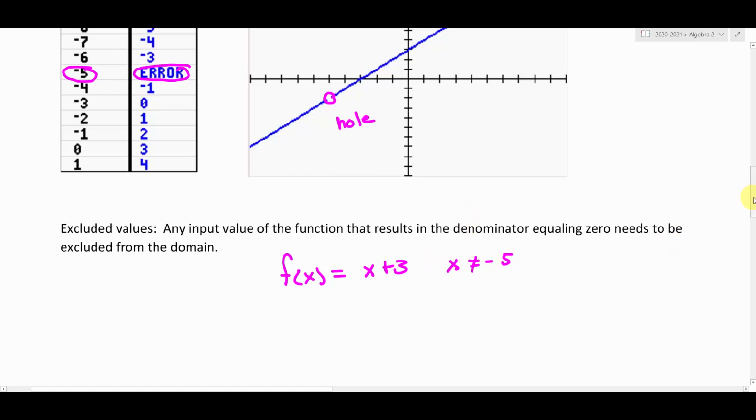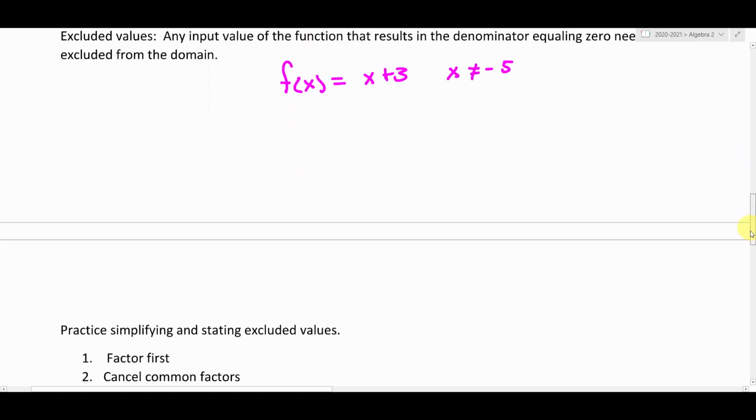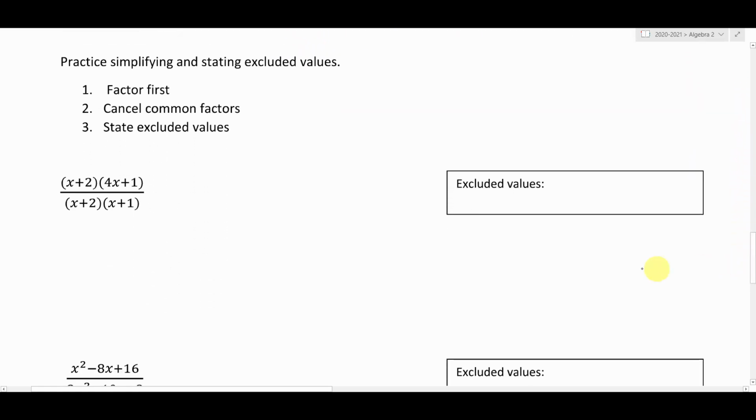Okay? So let's take a look at a few examples. And I put our steps here, so when we get a rational expression and we're going to simplify it, we want to make sure that we are factored first. Okay, they're not always going to come to us factored. Sometimes they will, sometimes they won't. So if they're not factored, we're going to do that first. Then we look at the common factors in the top and the bottom and we cancel those out. And then we state the excluded values from the original function.